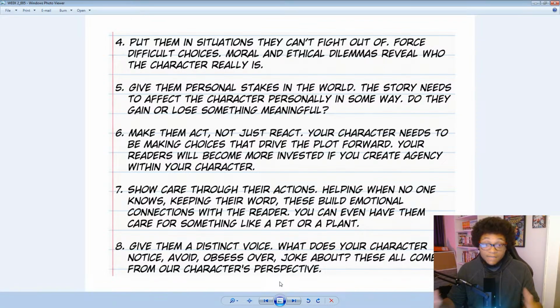Number 5, give them personal stakes in the world. The story needs to affect the character personally in some way. Do they gain or lose something meaningful? I guess this can go right back to the same example. She loses the connection that she has with her boyfriend, Angel. Let me see if I can think of another example real quick off the top of my head.